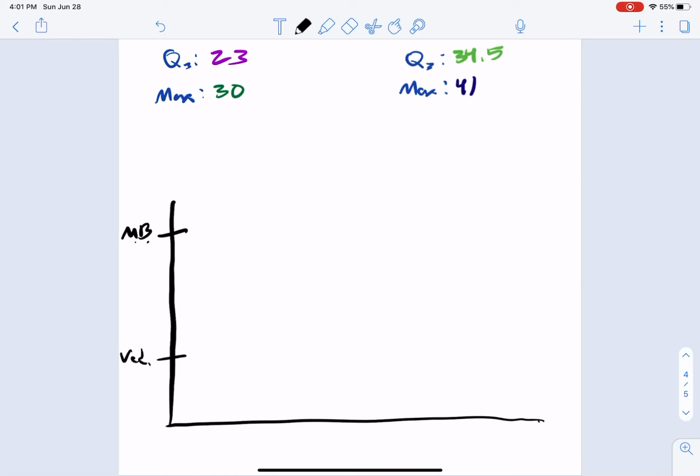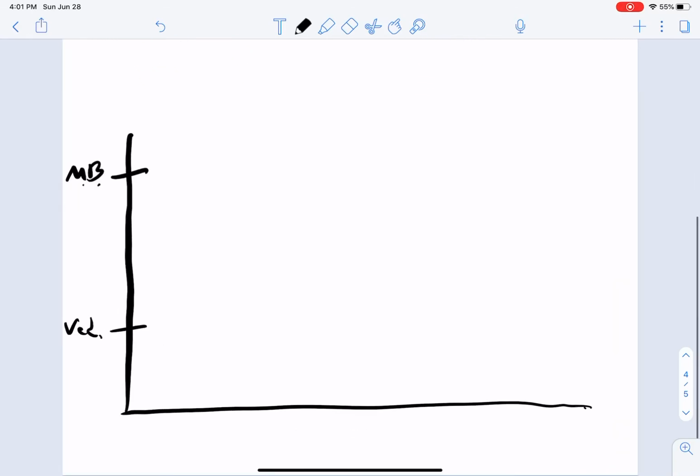Okay, and then pick an axis tick mark scale that you think is good. I think that increments of 5 is all right. So we'll go 5, 10, 15, 20, 25, 30, 35, 40, 45, 50. Actually, I'm going to spread this out just a little bit. 5, 10, 15, 20, 25, 30, 35, 40, 45, 50. All right.